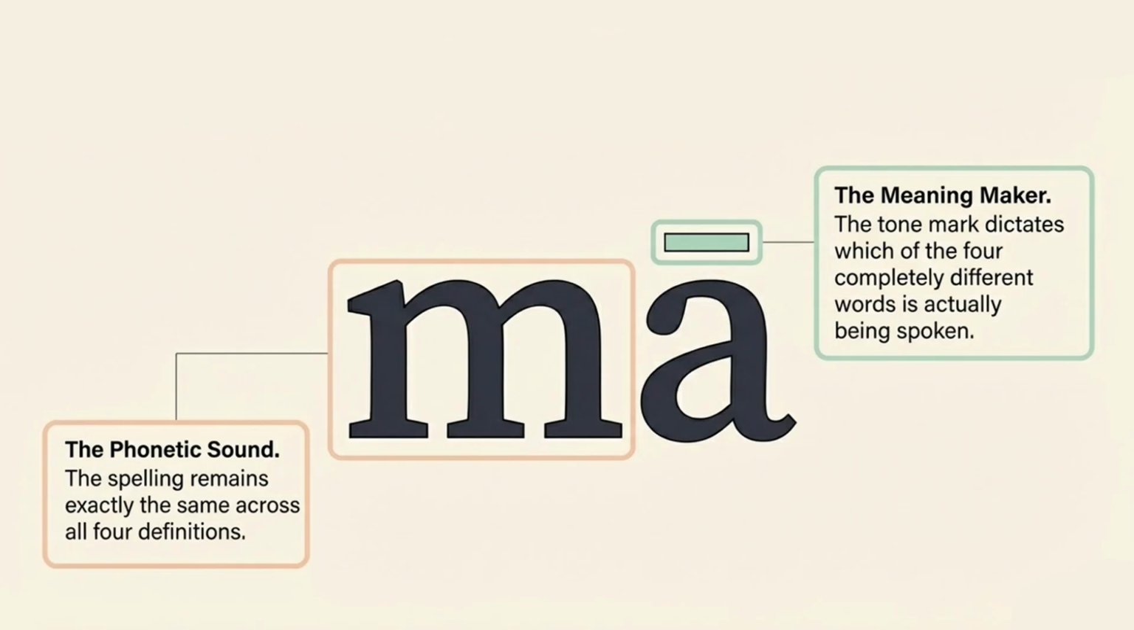Now, just to clarify, the spelling you are seeing here is written in pinyin. Pinyin is a phonetic system that uses the Roman alphabet to help people read and pronounce Mandarin Chinese without knowing the characters yet. So even though it looks like English letters, it represents Mandarin sounds.